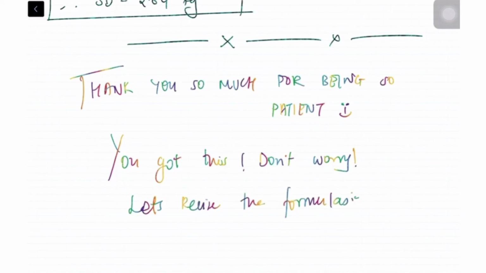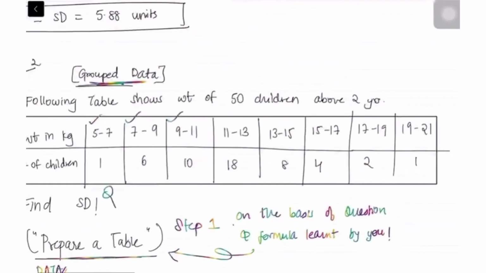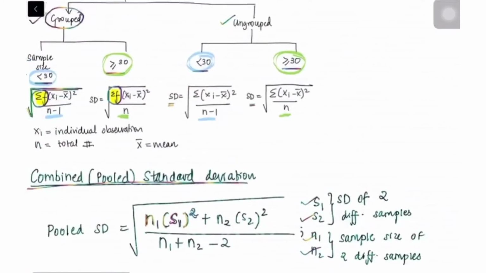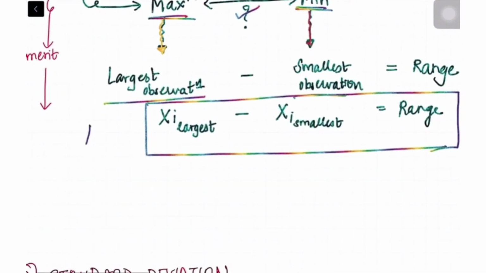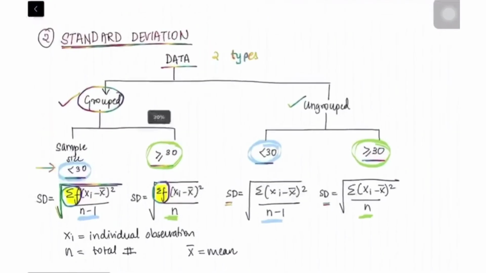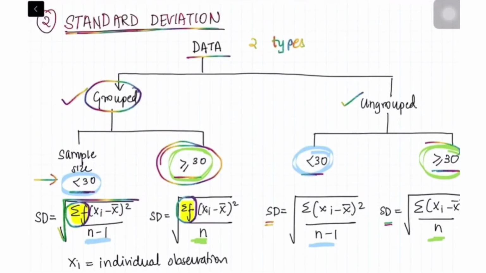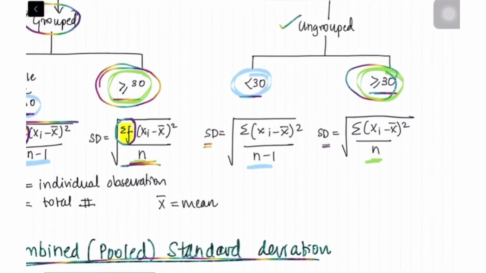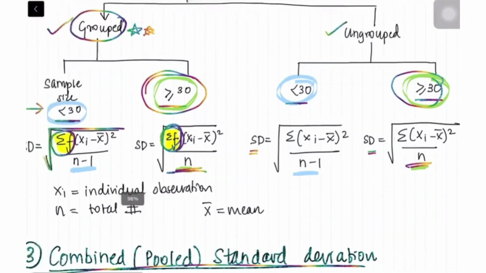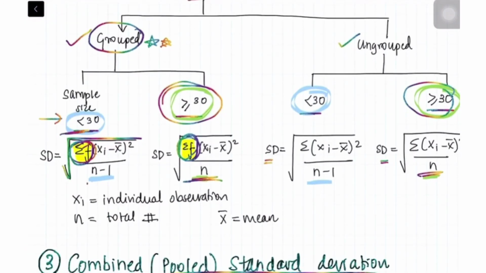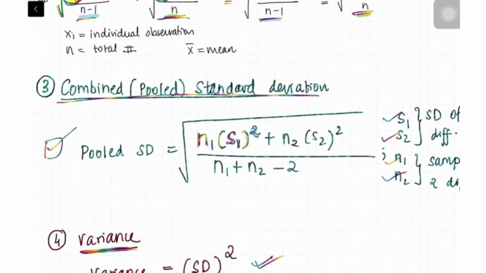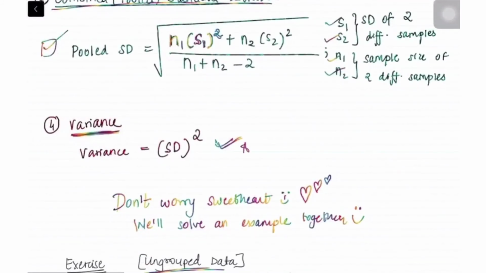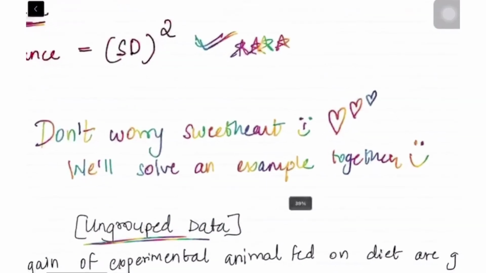Now let's revise the formulas again quickly. First was range, maximum observation minus minimum observation. Second was standard deviation, group data and ungrouped data greater than 30. We need to remember denominator is n, less than 30 denominator is n minus 1. And for group data we have got sigma f. Now pooled standard deviation. Now variance is standard deviation square.